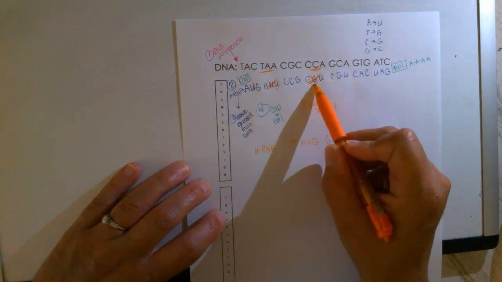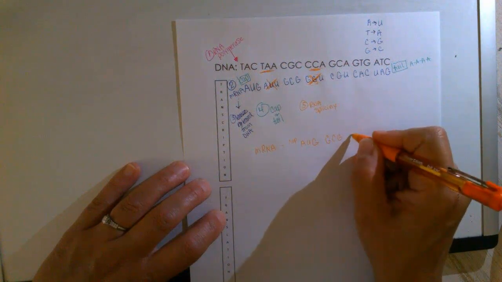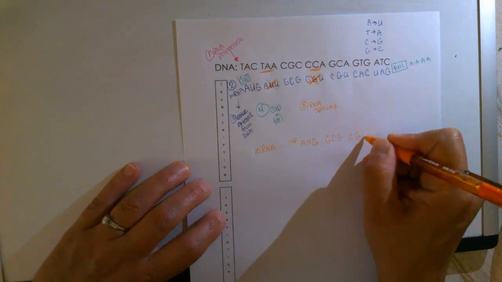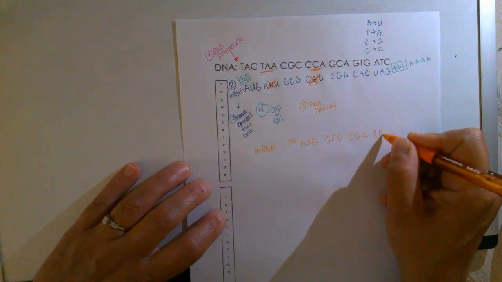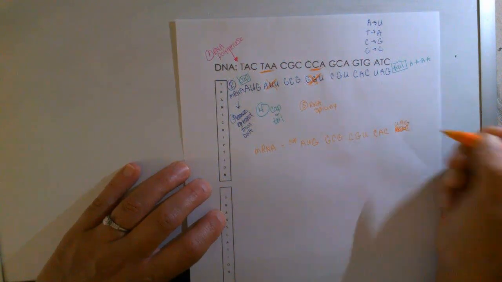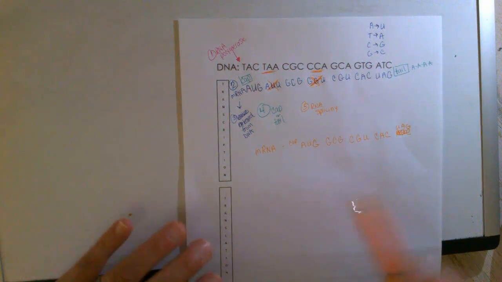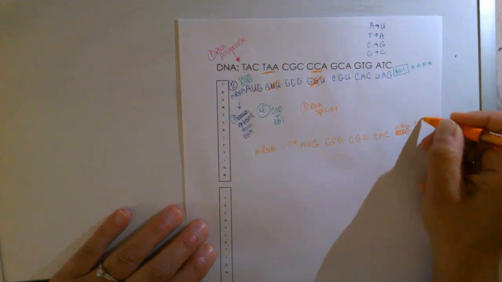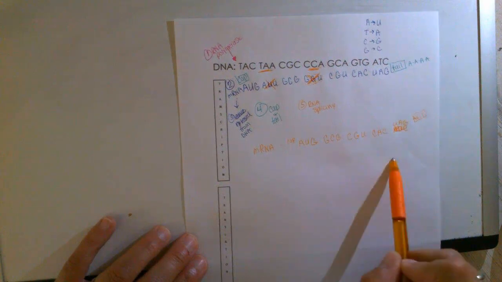We took that intron out, so we cut that out. CGU, CAC, and then UAG. Right? And then we have the tail that would be stuck here at the end. This is what our messenger RNA looks like at the end of transcription.